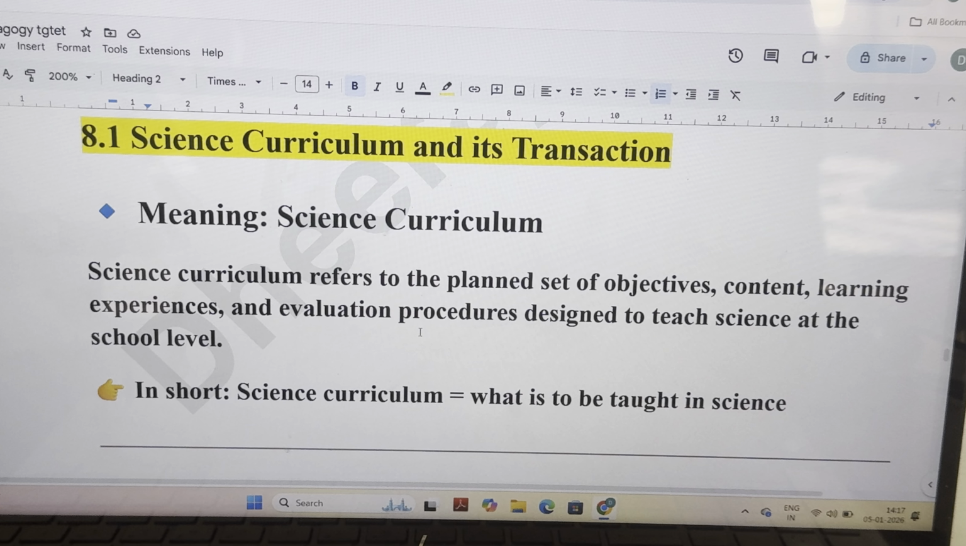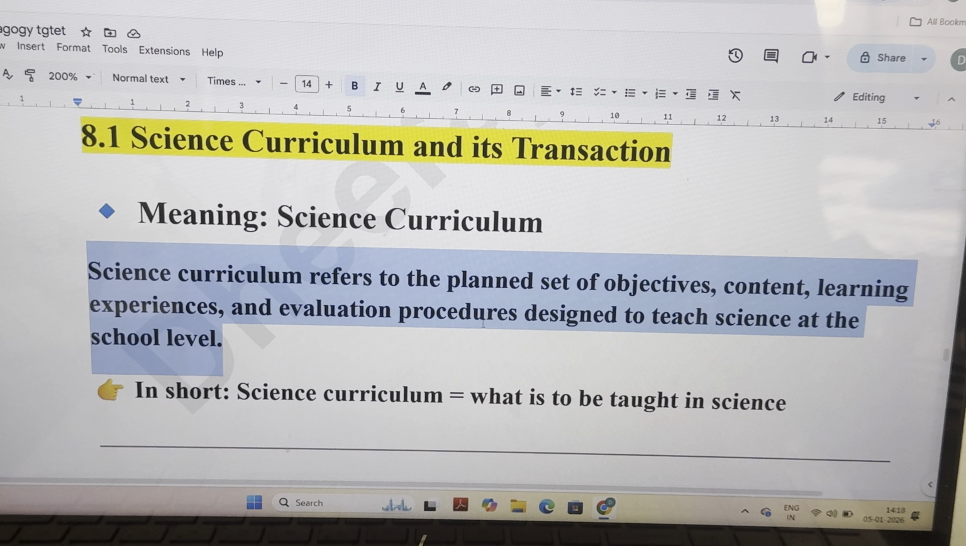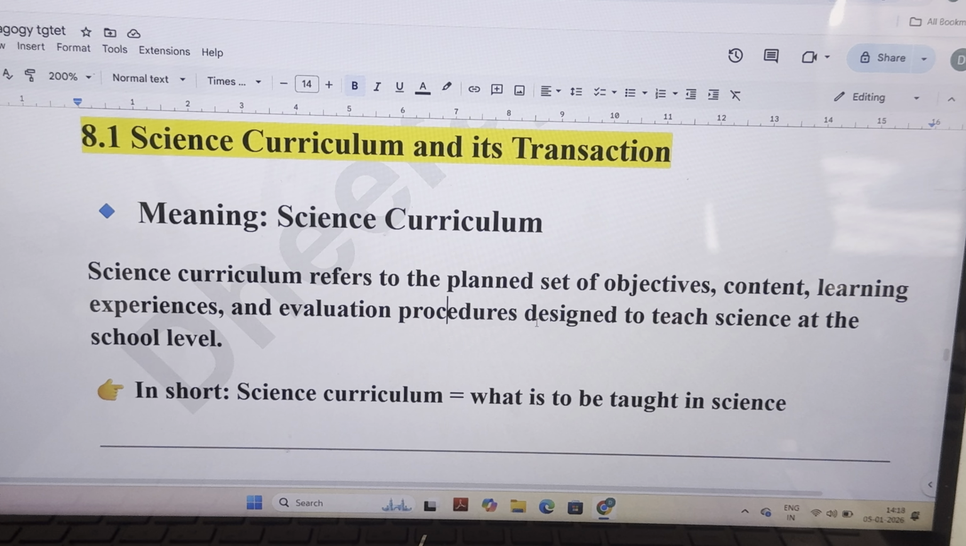Let us begin 8.1 Science Curriculum and its Transaction. Science curriculum refers to the planned set of objectives, content, learning experience and evaluation procedures designed to teach science at school level. So if you want to teach science at a school level, first you have to build a science curriculum. It has objectives, content, learning experience and evaluation procedures. In simple language, what is to be taught in science will come under science curriculum.